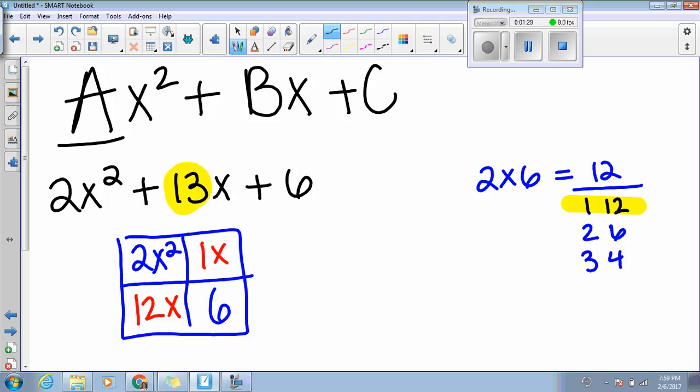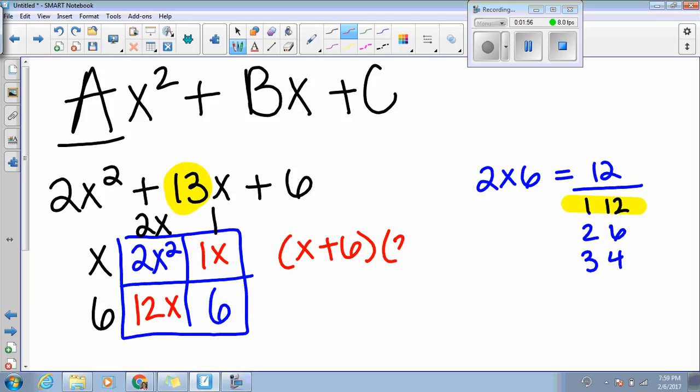So we're going to go over to our box, put our 1x and 12x, and then find our GCFs like normal. So top row GCF is going to be x. Bottom row GCF will be 6. Then left column, we have a GCF of 2x and then a GCF of 1 for our right column. So then our answer will be x plus 6 times 2x plus 1.